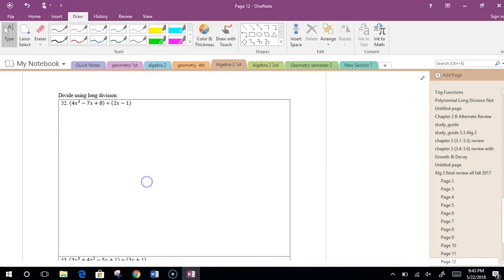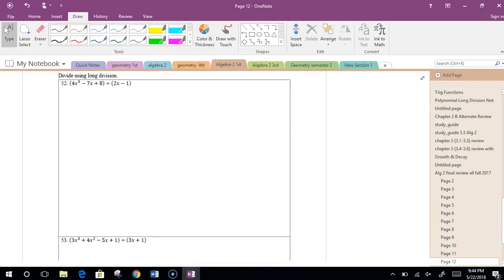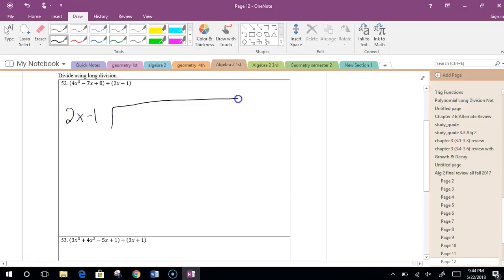The division questions, again, I think as long as you're comfortable doing either synthetic or long division, you will be just fine. We'll run through one of these with the long division and give you the answer for the other one just in case. So in this case we have a divisor of 2x minus 1, and we're dividing that into 4x to the third, I'm going to leave a placeholder of a 0x squared because that term is missing, minus 7x plus 8.